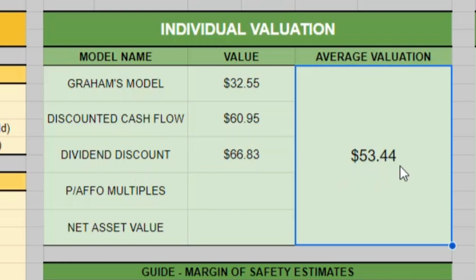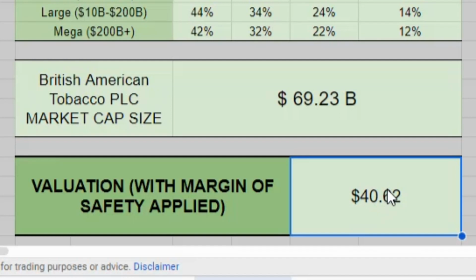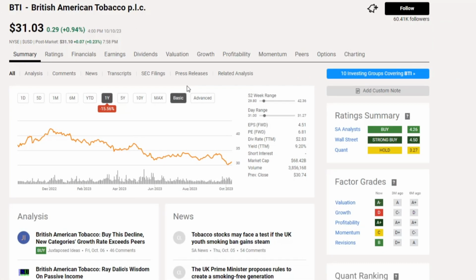That comes to an average valuation of $53 with a 24% margin of safety applied. That comes to a valuation of $40.62, which is about 30% undervalued compared to its current price, or its current price is 30% undervalued compared to its intrinsic value. Coming back over to the main page for BTI on Seeking Alpha, that does fall in line with Seeking Alpha's analysts and Wall Street's analysts.